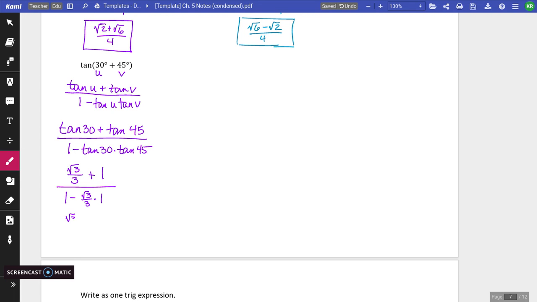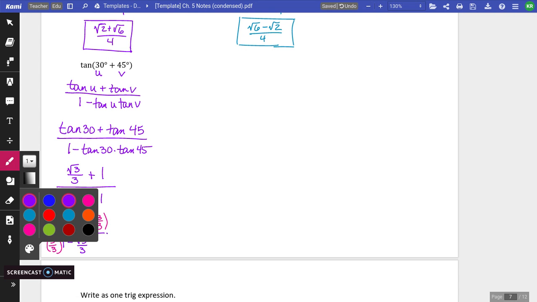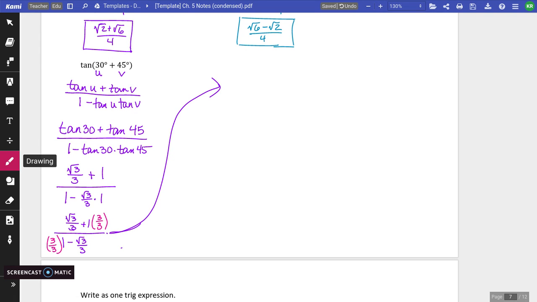Okay, so root 3 over 3 plus 1, and then denominator 1 minus root 3 over 3. Well, I am going to add these fractions together. So this, I'm going to multiply by 3 over 3. This one, I'm also going to multiply by 3 over 3. When I simplify that, I'm going to have root 3 plus 3 over 3 all over 3 minus root 3 over 3.